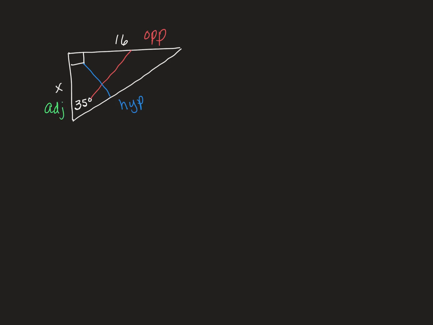Determine my function. So let's write SOHCAHTOA. My hypotenuse doesn't have a variable or a value. My adjacent side does, and my opposite side does. So this is going to be tangent of 35 equals opposite, which is 16, over adjacent, which is x.